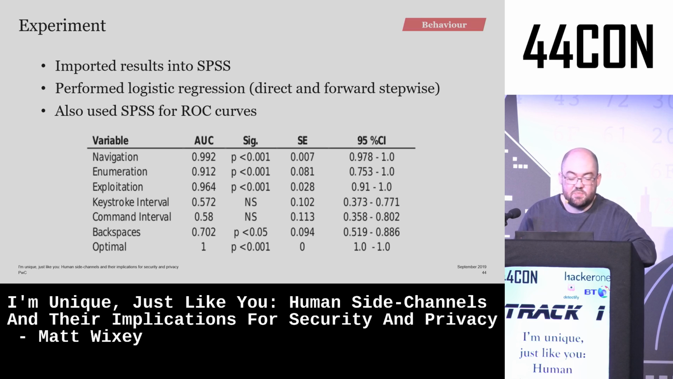In my case, I used SPSS, did the logistic regression, calculated the ROC curves, and you end up with this table. If you concentrate on the AUC value, which is the important one, the area under the curve, you can see that for navigation, enumeration, and exploitation, predictive accuracy ranges from 91% up to 99%, which is very high for working out whether those attacks are linked.